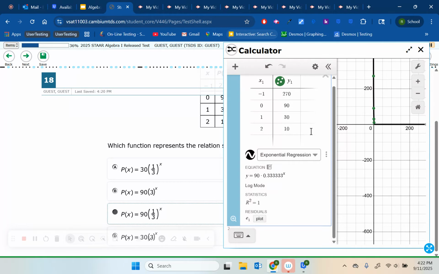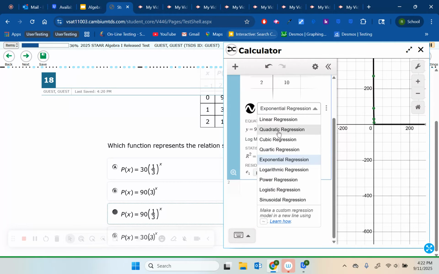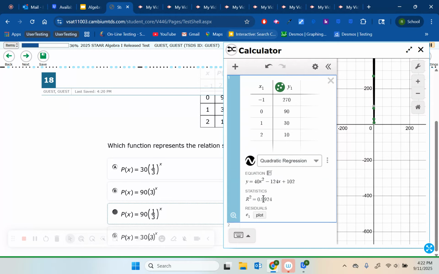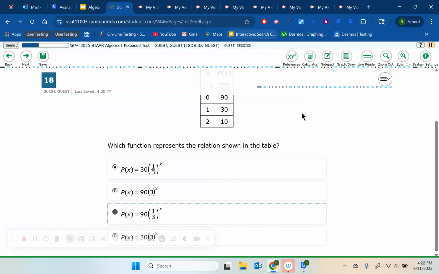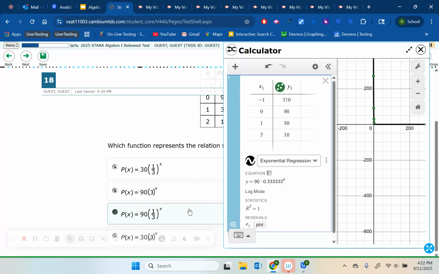That's it. We're good there, and I don't think quadratic will work for this one. No, it's 99. It's definitely exponential. Plus, not only that, it tells us over here this guy is what? Exponential. So utilize that calculator. Let's get the right answer. It's right there. It's matching now. And you can't go wrong.